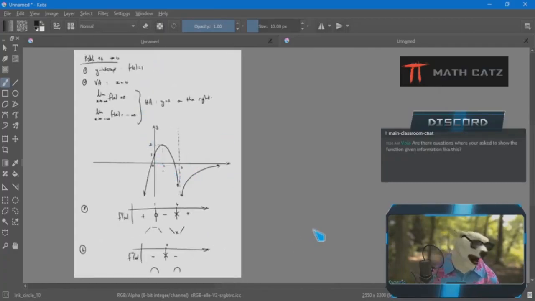At least you can see the whole question. Question in the chat: are there questions where you're asked to show the function given information like this? No, I'm not going to bother with that. I never liked those questions.